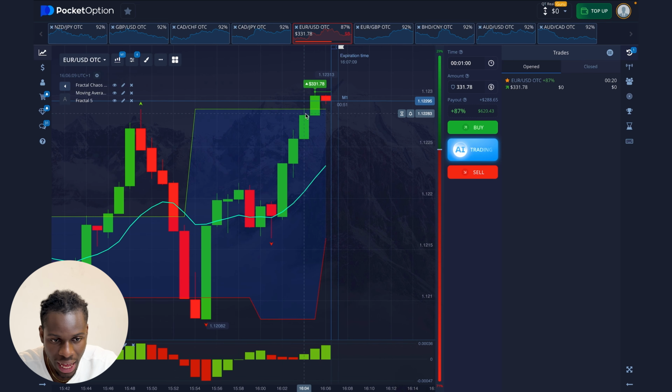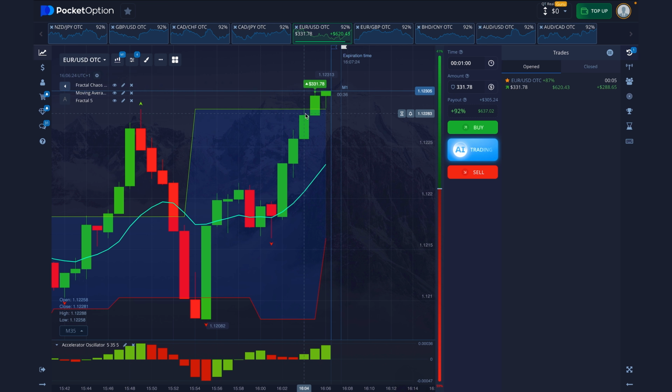It's kind of tricky because I wanted to enter at a more ideal level, but there's also the fact that the market could go in my direction quicker and I wouldn't get the chance. And that's why I entered at the level that I entered at. It's a bit risky, but let's see how it closes, guys.